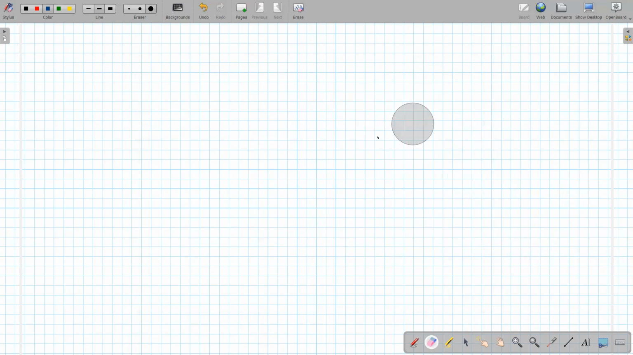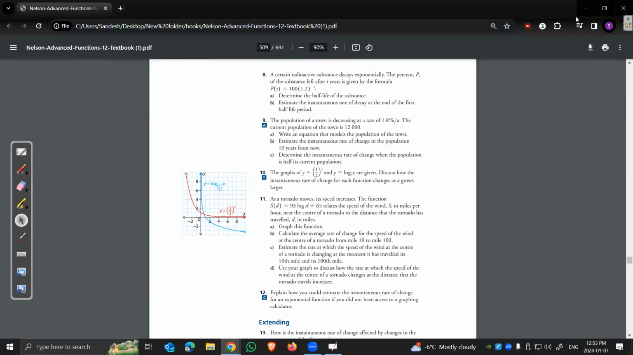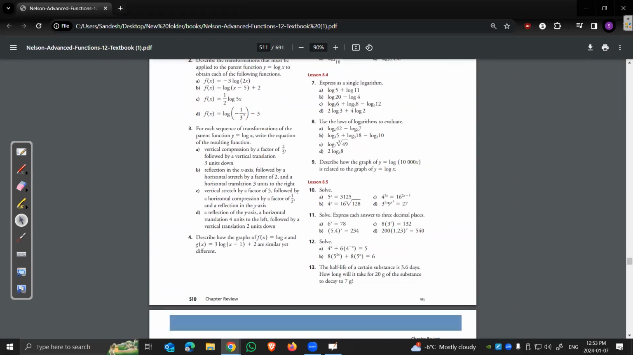So that's the idea behind finding the IROC of an exponential function. F is a times b to the power of t. F prime is the exact same thing, except you multiply this with the ln of the base. And if you multiply this with anything, you're going to multiply the entire expression by that number as well. That makes sense?